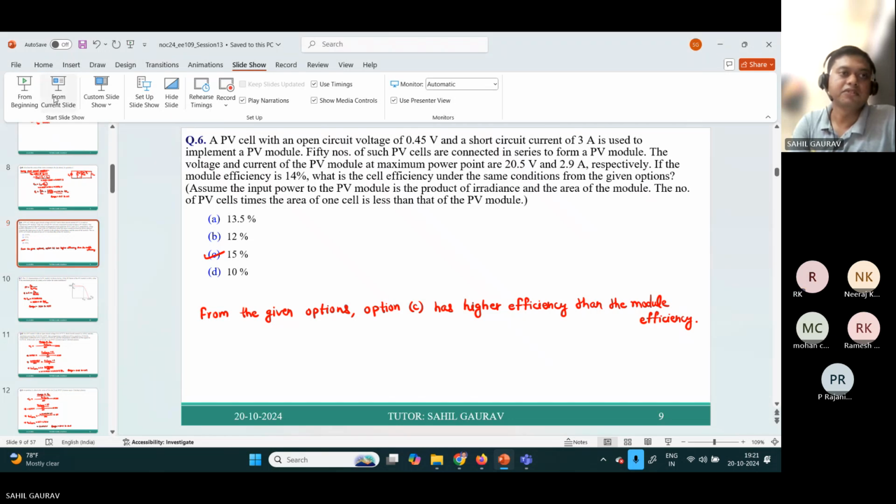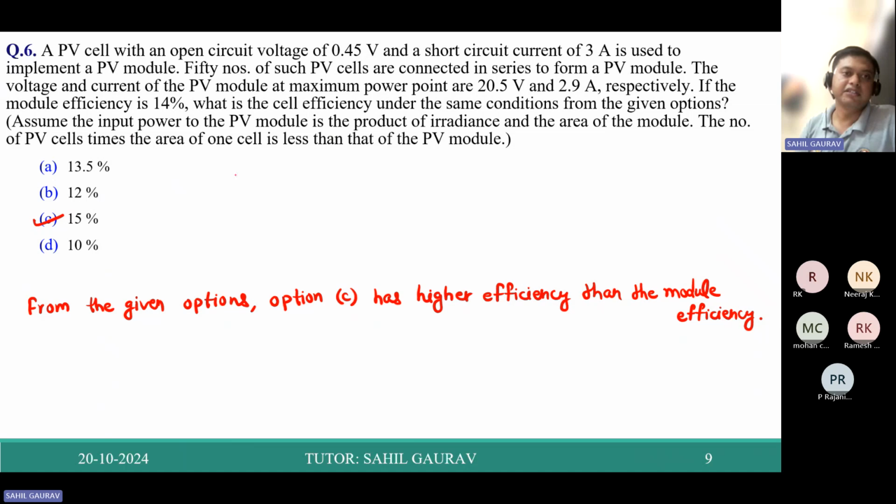Thank you. Okay, welcome. So let's see this problem. It is a very easy problem. They have given the module efficiency and they are asking about the cell efficiency. Cell efficiency is always higher than module efficiency. Therefore, one is coming.